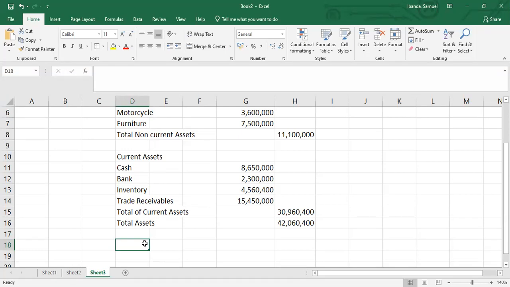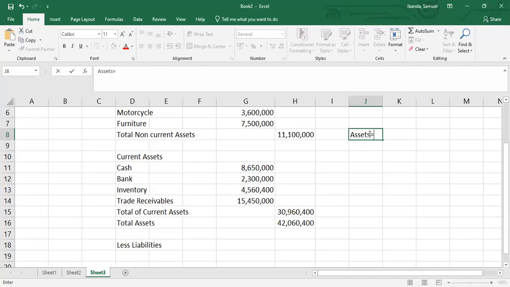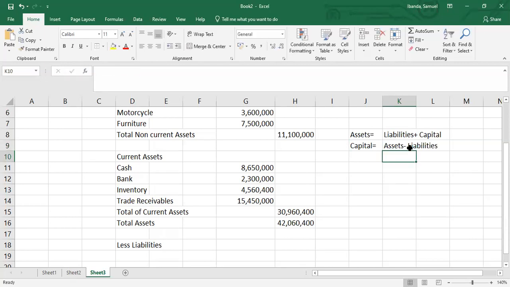Or which I'll call less liabilities. Remember, we are determining our capital, and the way we are determining it, we are picking it from the accounting equation. The accounting equation says that assets should equal liabilities plus capital. So if I want to determine my capital, I can just take liabilities to the other side. So I'll have assets less liabilities, like that. That is what I'll basically do.